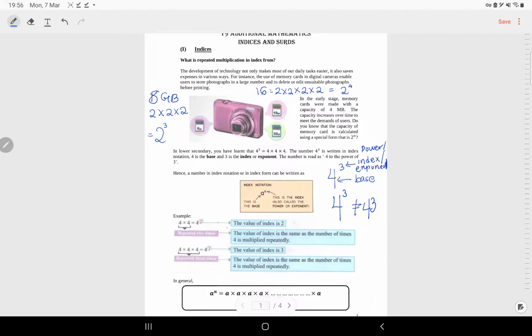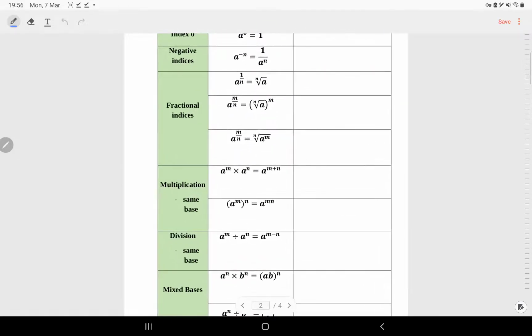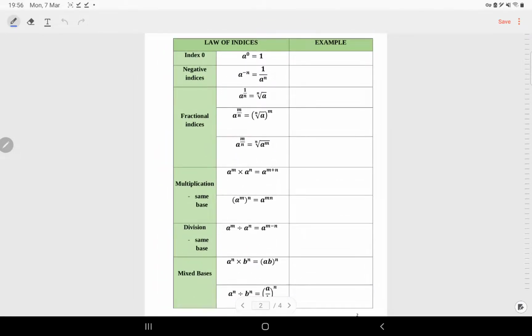Now let's move on to the next one, the laws of indices. These formulas, the laws of indices, are not given in the formula booklet in the examination, so you are required to memorize them. With practice, the laws of indices should be at your fingertips.